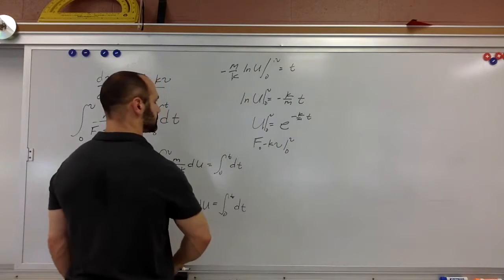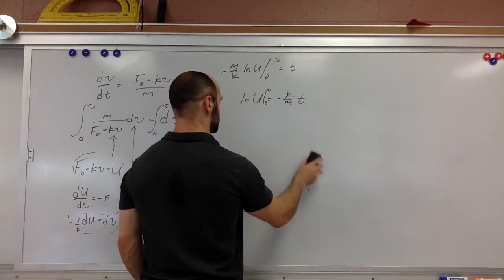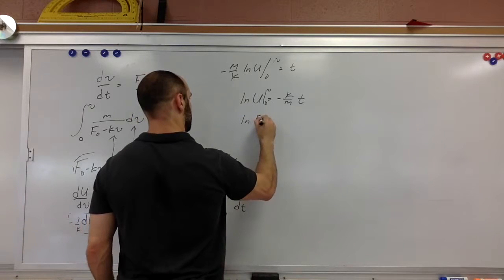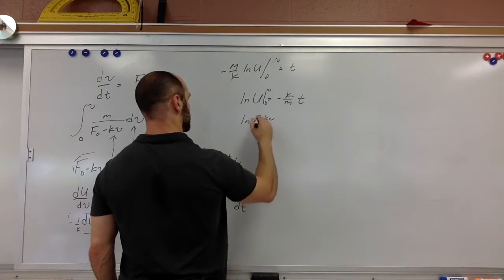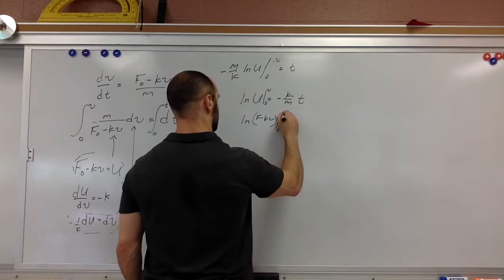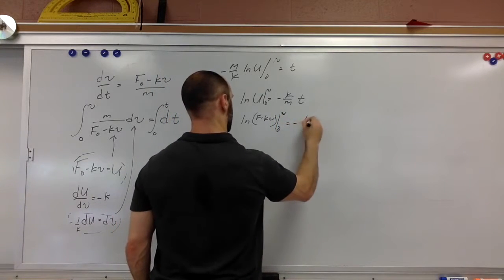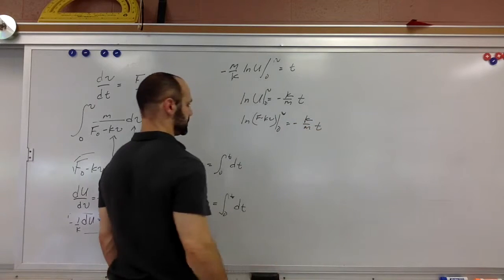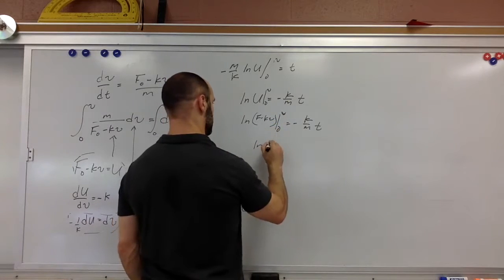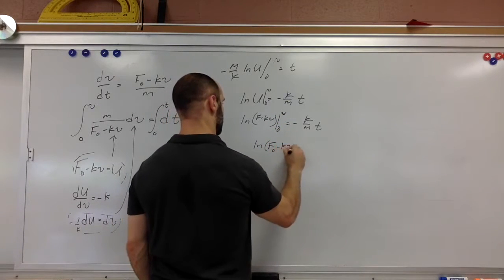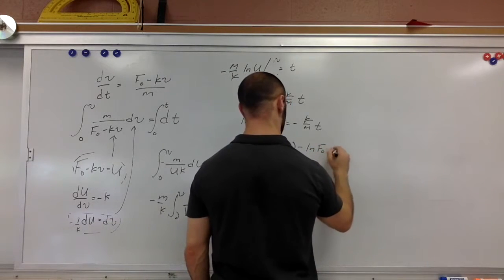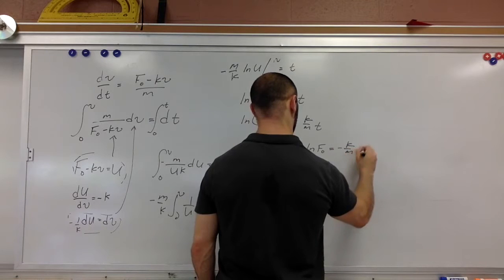Or rather, let me plug this back into here before I do anything else. Sorry. So natural log of, this is going to be F naught minus kV, from 0 to v, equals negative k over m times t. So if I do natural log of F naught minus kV, minus natural log, if I plug 0 in, then I just end up with F naught, equals negative k over m times t.